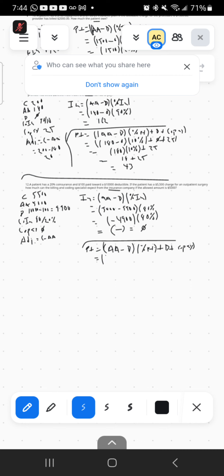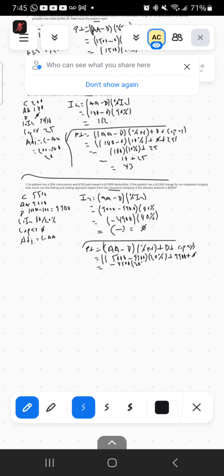The allowed amount is $5,000. Deductible we calculated to be 9,900. We want to multiply it by 20%, to which we're gonna add deductible of 9,900, to which we're gonna add 0 for copayment. We're gonna do the same thing that we did before, and it's gonna be minus 4,900. As soon as you see that minus, you can stop.